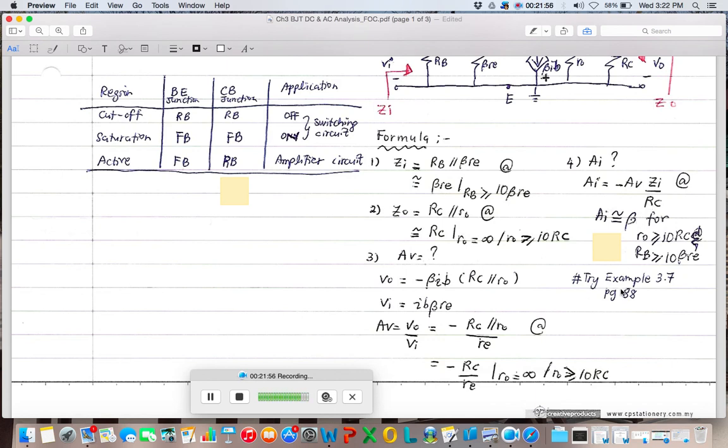Let's do some examples here. Try to look in your module, example 3.7, page 88. Okay.